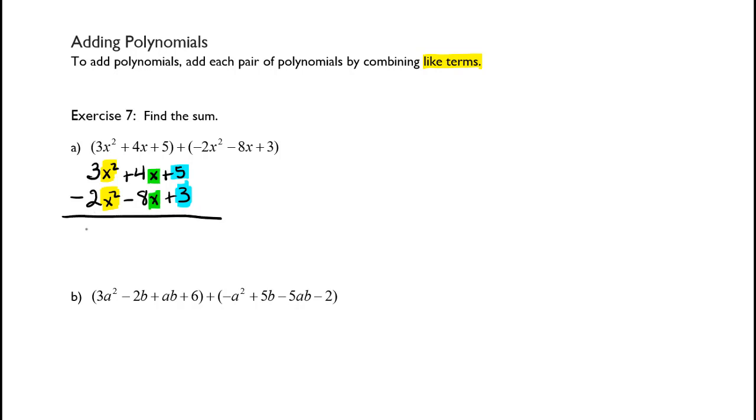3 minus 2 will give me 1, and my term variables was x and squared. 4 minus 8 is negative 4, and the x is my variable. 5 plus 3 is 8, and so I've completed that simplification, or that sum.